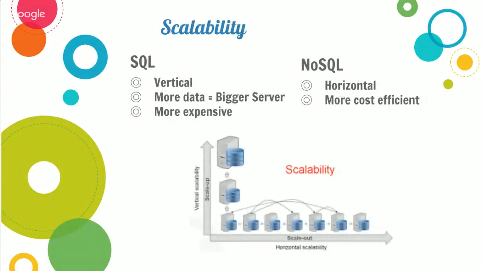For scalability, in SQL, the scaling is vertical. So more data means a bigger server, which can get really expensive. It is possible to scale relational database managing systems across multiple servers, but this is a difficult and time-consuming process. For NoSQL, scaling is horizontal, meaning across servers. These multiple servers can be cheap hardware or cloud instances, making it a lot more cost-effective than vertical scaling. Many NoSQL technologies also distribute data across servers automatically.